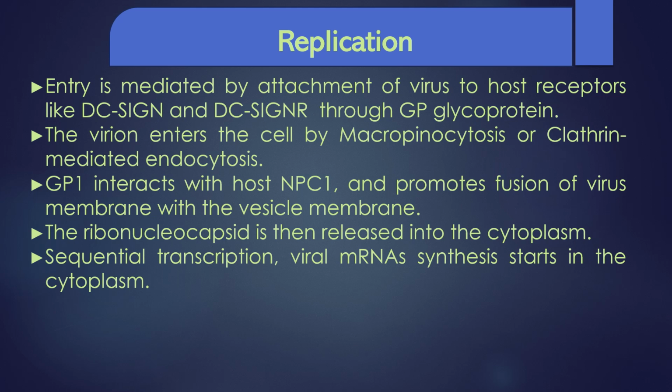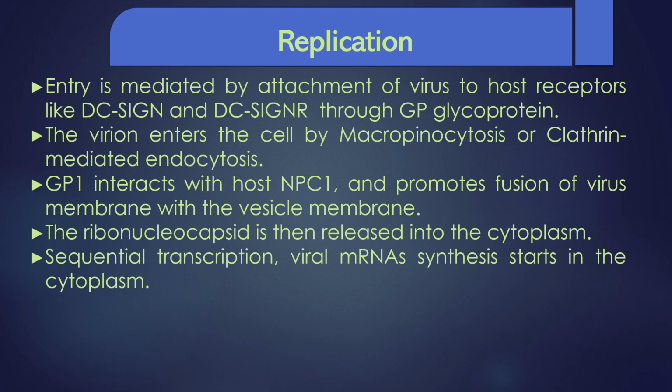Replication. After the viral transmission into the host cell, the viral entry is mediated by attachment of the virus to host cell surface receptors like DC-SIGN and DC-SIGNR through the viral GP glycoprotein. The virus then enters into the host cell by macropinocytosis or clathrin mediated endocytosis. The viral GP glycoprotein 1 interacts with the host cell membrane protein and promotes fusion of the virus membrane with the vesicle membrane. And then the viral capsid along with genetic material is released into the cytoplasm.